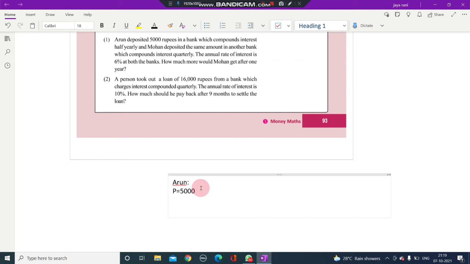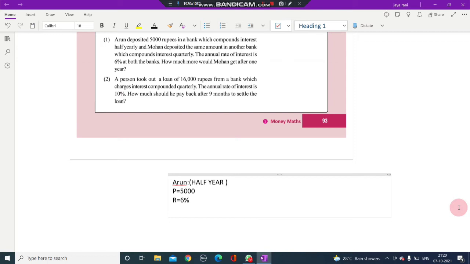Then what about the rate of interest? The rate of interest R is equal to 6%. What about Arun's compounding? Arun got half year compound interest.